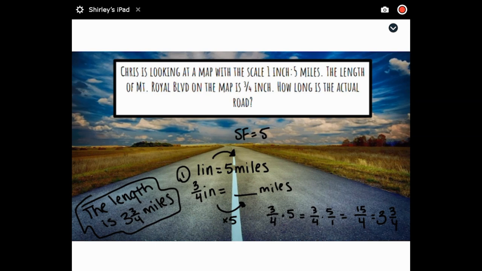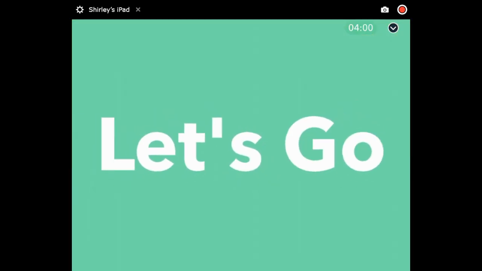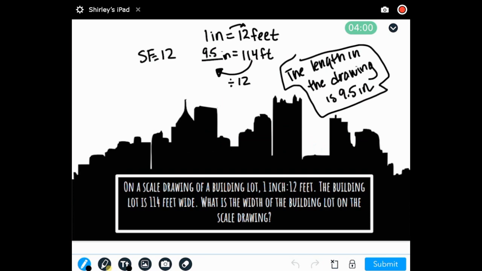But it's also fine that you all just turned it into a decimal. I'm not going to be too picky. But this is going to be our last problem. Again, make sure you're reading it carefully. On a scale drawing of a building lot, 1 inch represents 12 feet. The building lot is 114 feet wide. What is the width of the building lot on the scale drawing?